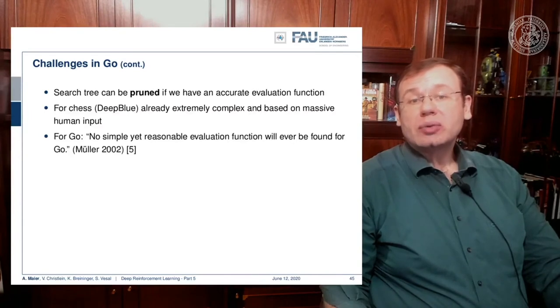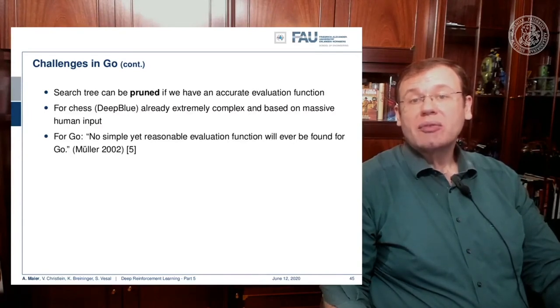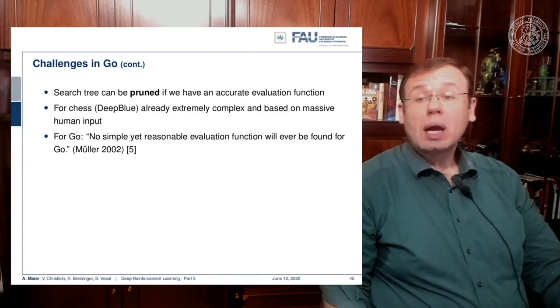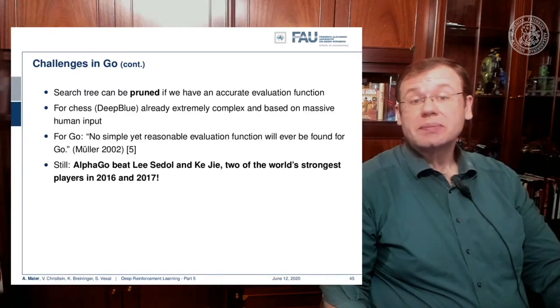Well, a search tree can of course be pruned if you have an accurate evaluation function. For chess, if you remember Deep Blue, this was already extremely complex and based on massive human input. For Go, in 2002, the state of the art was that no simple yet reasonable evaluation will ever be found for Go. Well, in 2016 and 2017, AlphaGo beat Lee Sedol and Ke Jie, two of the world's strongest players. So there is a way of solving this game.